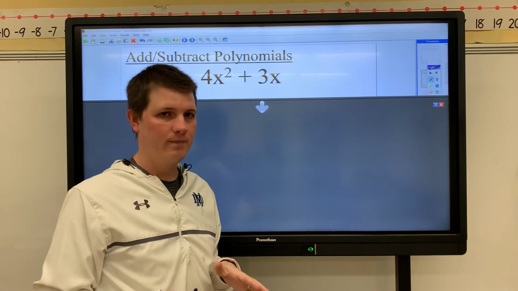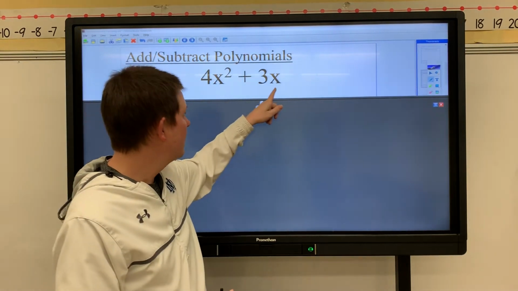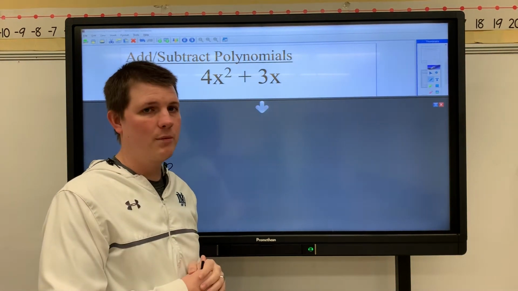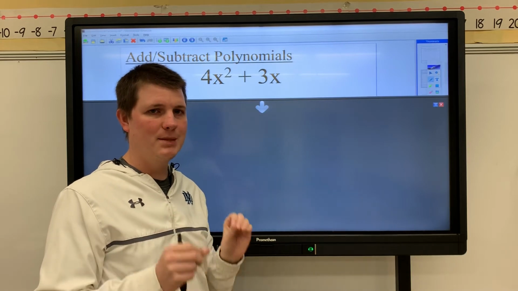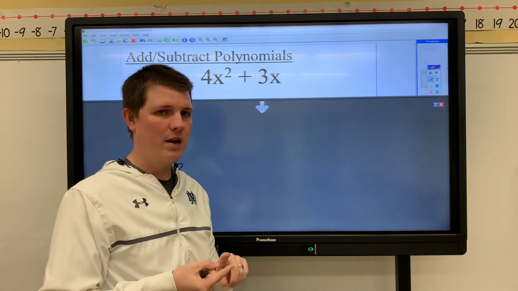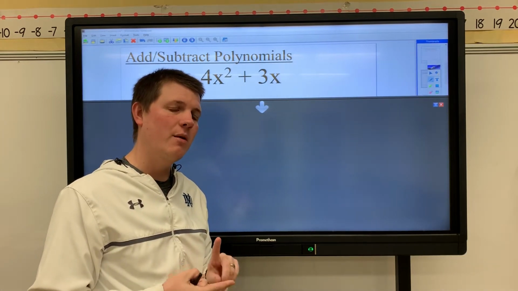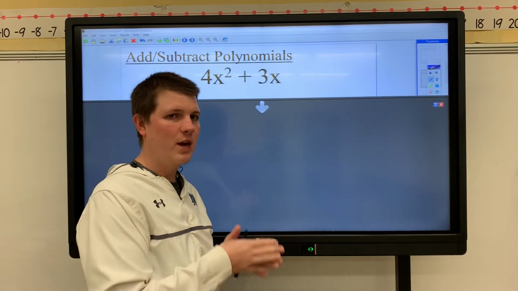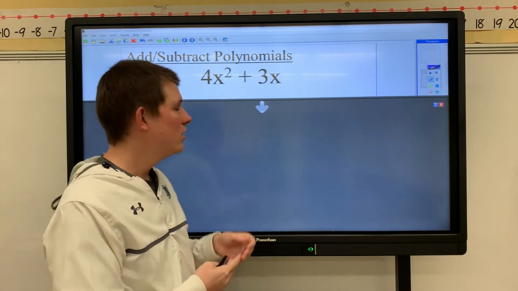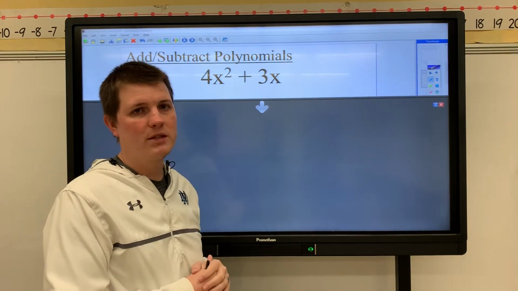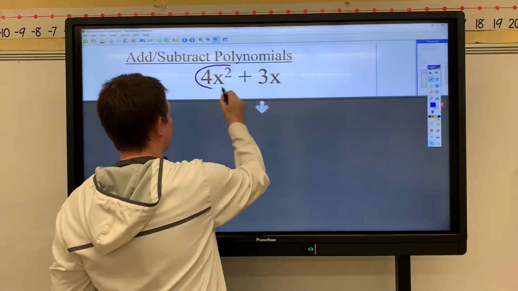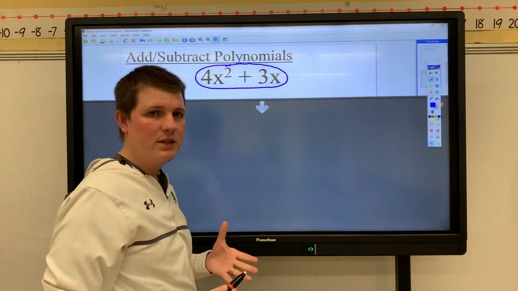The answer is no. Even though they both have an x, this has an x to the second, this just has an x. They do not have the same exponent, which means I cannot add them together. That's very important. In order for you to add or subtract them, they must have the same variable and the same exponent. So this would be my answer. I would just leave it like this. Okay? Now what if they did have the same exponent?